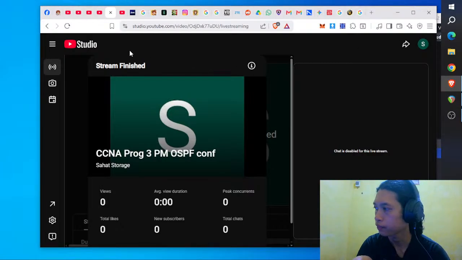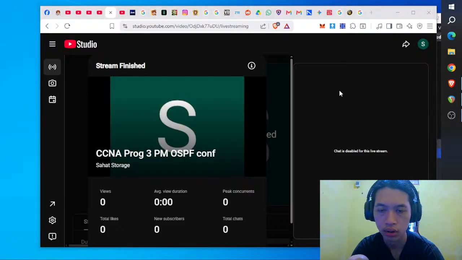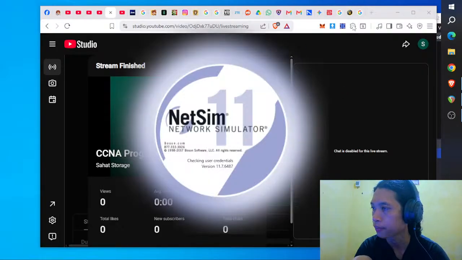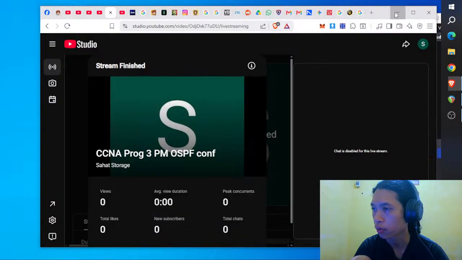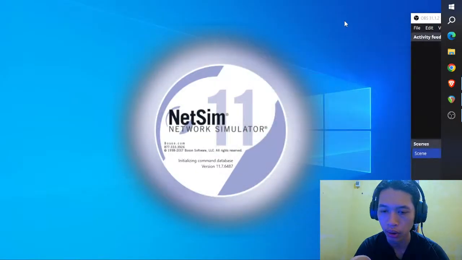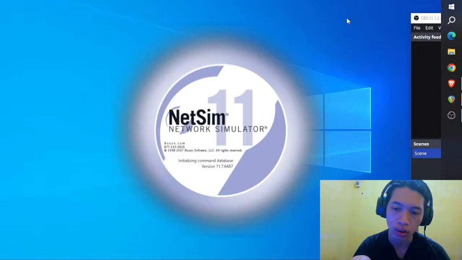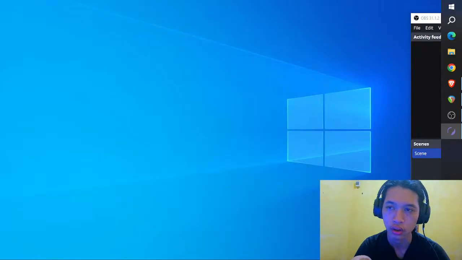Okay, we're gonna open the Boson NetSim app. And today we are solving the OSPF problems. We're learning how to configure OSPF.